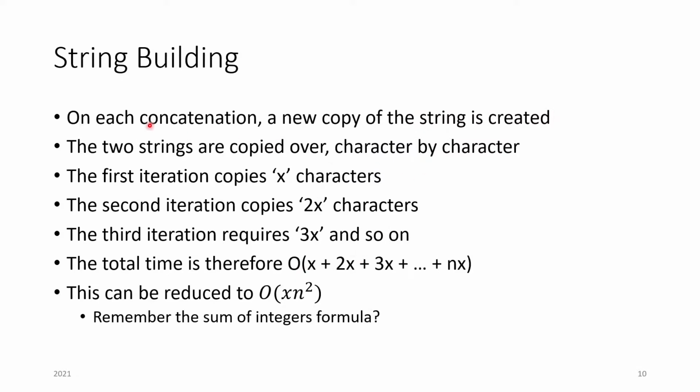So what happens when we try to join two strings is that we copy the original string first and copy the next string, and this is done character by character. For the first iteration, we copy x characters, in the second iteration we copy 2x, the third iteration 3x, and so forth, as we keep on going for each concatenation. That means it will end up being O of x plus 2x plus 3x all the way up to nx. And if we use our arithmetic progression formula, this is reduced to O of x n squared. This is the sum of integers formula, because we had 1x, 2x, 3x, 4x all the way up to nx.